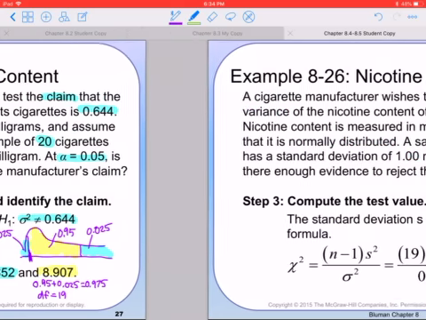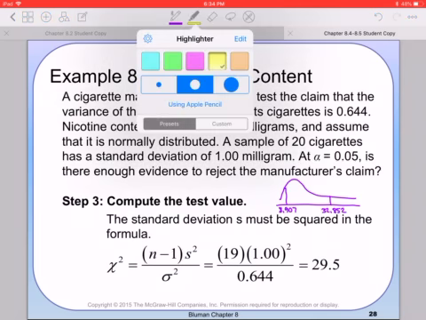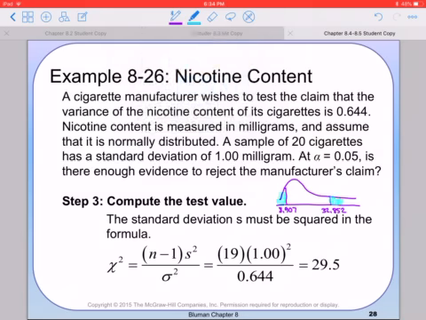All right, so let's move on. I want to draw the picture here again. So we had our chi-square. Our left value we got was 8.907. Our right was 32.852. Here's our critical region that we shade in all the time. And then we've got to figure out what our test value is.